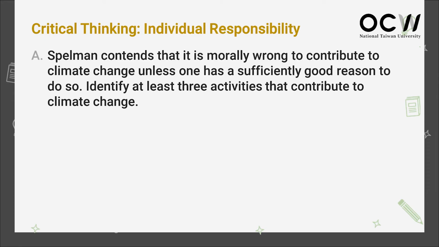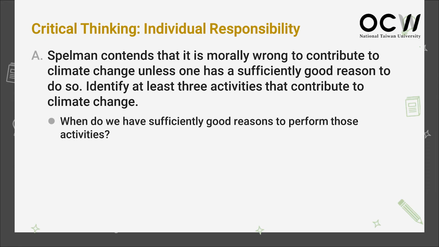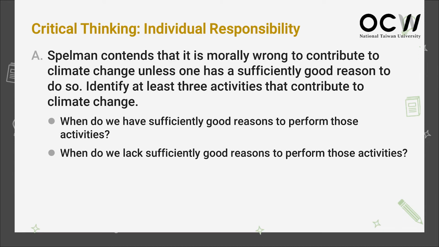So what I want you to think is the following. Number one, when do we have sufficiently good reason to perform these activities that could be morally damaging? And vice versa, when do we lack sufficient reasoning when we are performing these activities that are morally damaging? Are there good reasons at all?